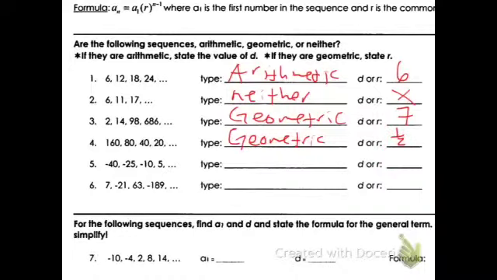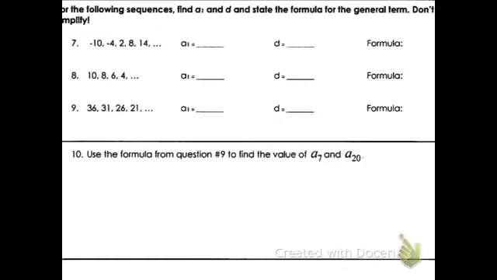This next one is adding 15 every time, so it's going to be an arithmetic sequence. And it has a common difference of 15, because it's adding 15 every time. This next one is multiplying by -3 every time, so it's going to be geometric. And it has a common ratio of -3, because that's what you multiply by every time.